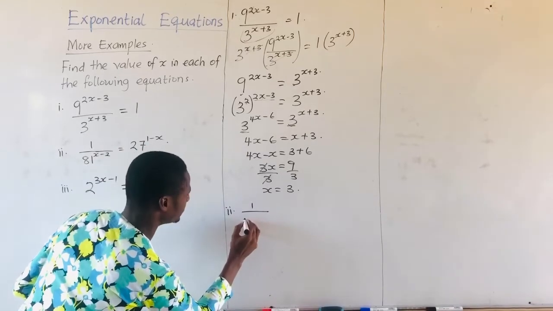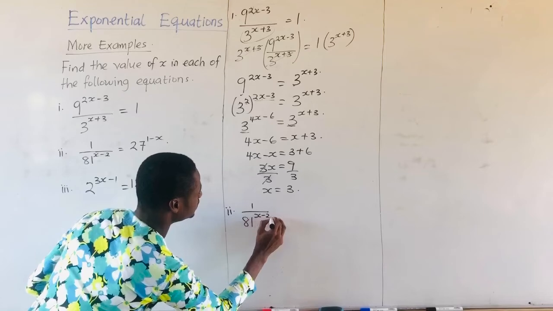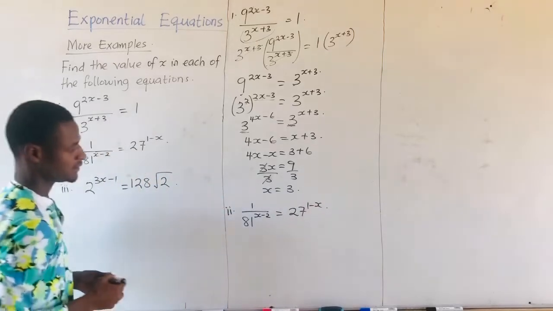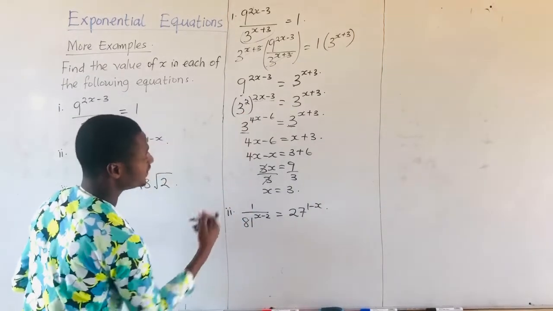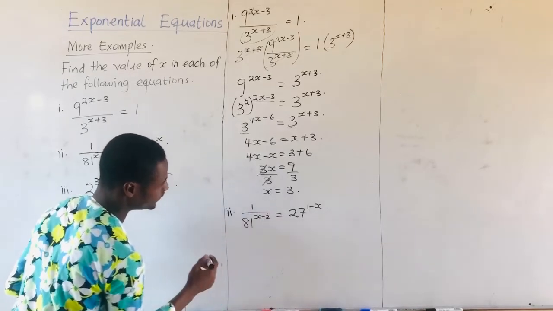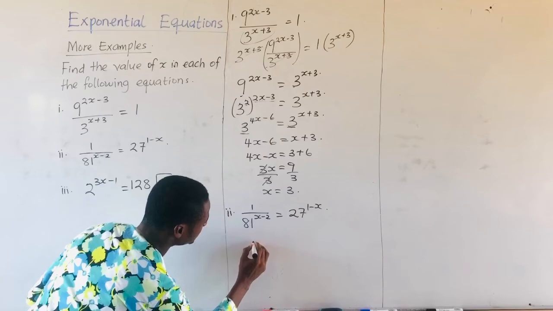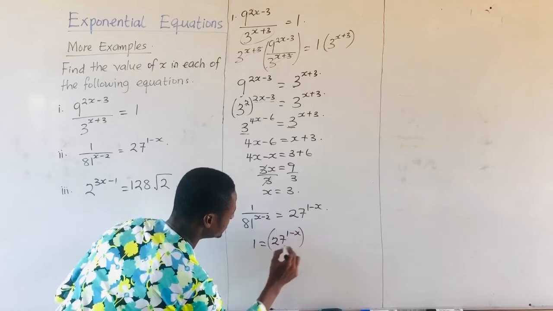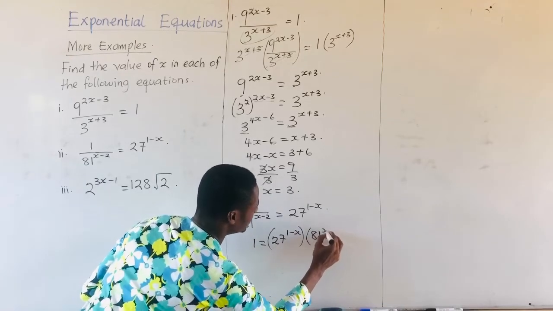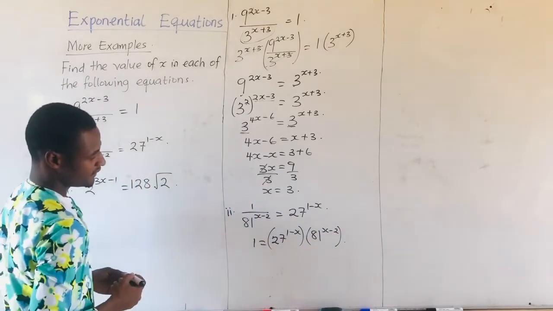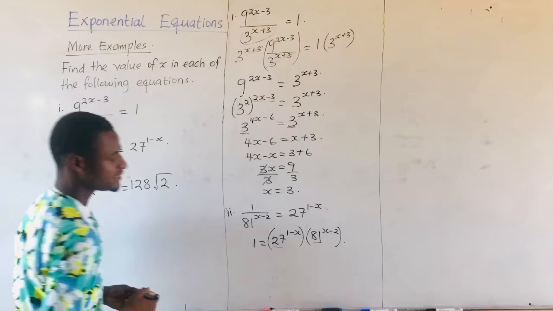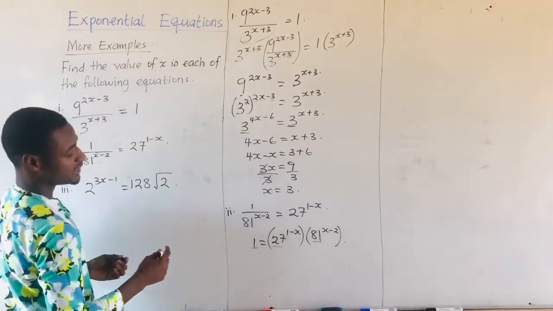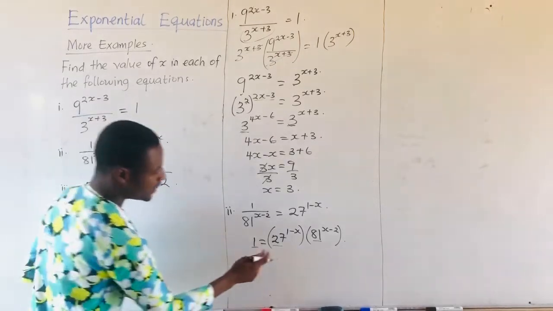1 over 81 to the power x minus 2, that is 27 to the power 1 minus x. Now, in solving equations, the same way we multiply through by the LCM, and that will give us 1 is equal to 27 to the power 1 minus x, all multiplied by 81 to the power x minus 2. Then we have to get the numbers in the same base. How do we get these numbers in the same base? 1 is any number raised to the power 0. How do we get the bases here?